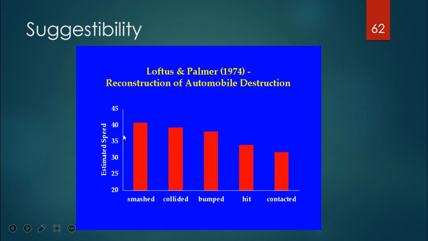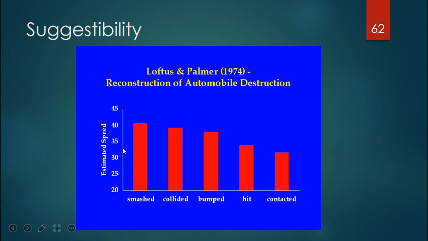On the y-axis, we have the estimated speed. So this is what the people guessed the speed of the cars was. And then on the x-axis, we have the different groups. So how fast were they going when they smashed, when they collided, when they bumped, when they hit, when they contacted. And you can see we've got a pretty noticeable decline in the estimate of the speed based on the last word of the sentence that was used. So when people were asked how fast were the cars going when they smashed, on average they said just a little over 40 miles an hour. But all the way down here, how fast were the cars going when they contacted?